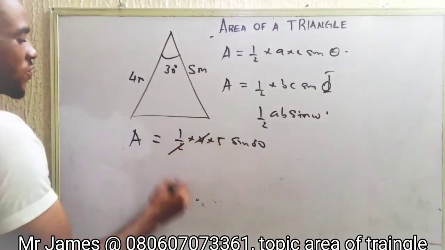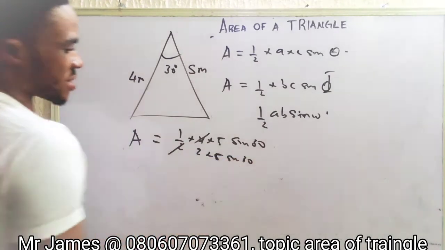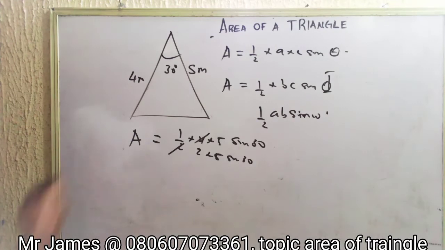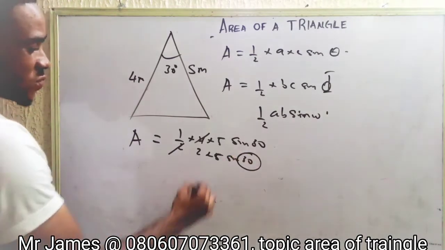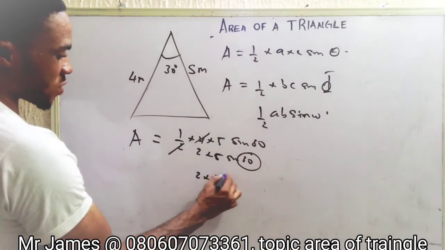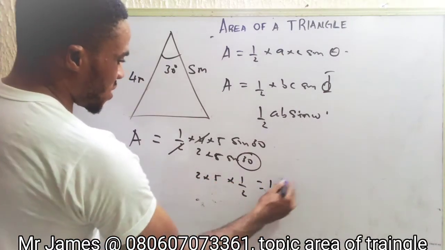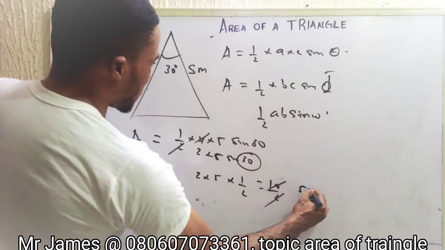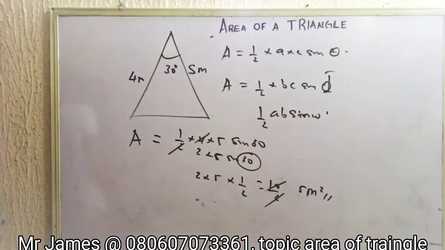Now 2 into 4 is 2, times 5 sine 30, and sine 30 from your trigonometric ratio, you know that sine 30 is given as half, so I'm going to have 2 times 5 times 1 over 2. So I have 10 over 2. This into this, I have 5 meter squared as the area of that triangle.